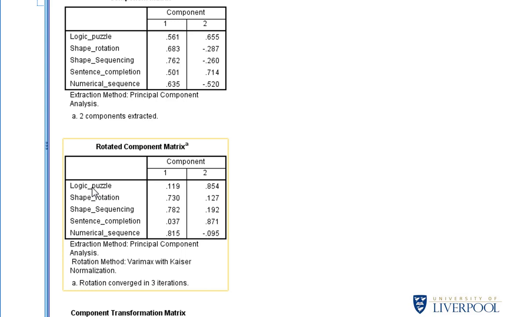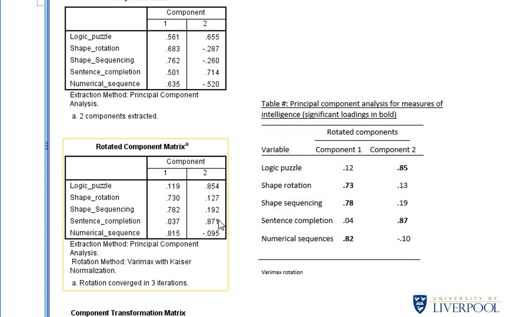Basically, as you can see, if we use the 0.4 rule, anything above 0.4 can be viewed as being a significant loading onto that component. We can see component 1 is made up of the shape rotation, shape sequencing, and numerical sequencing as well. Factor loadings for logic puzzle are low on component 1, and sentence completion are also low on component 1. If you look at component 2, that's made up of our logic puzzle and sentence completion, two very high loadings on that, and the other three have low loadings on that.